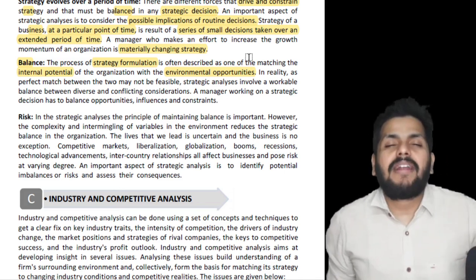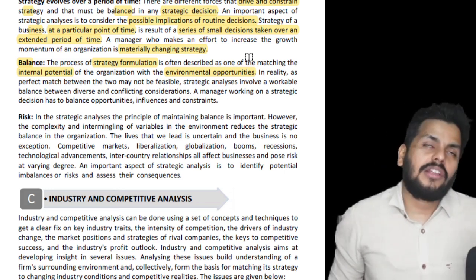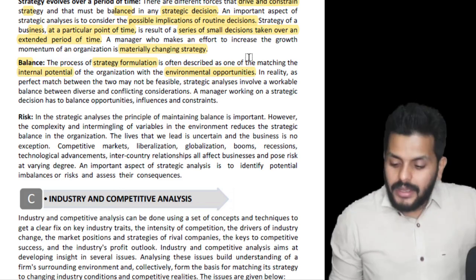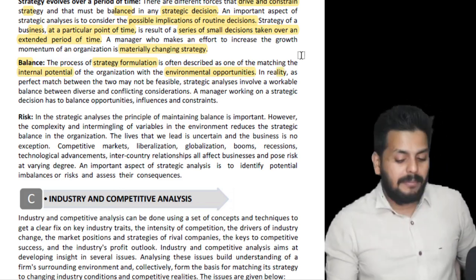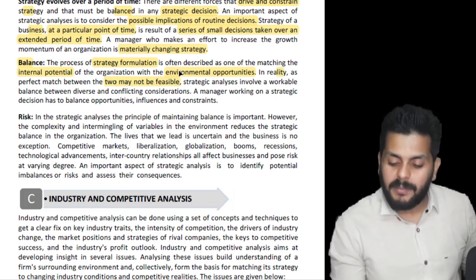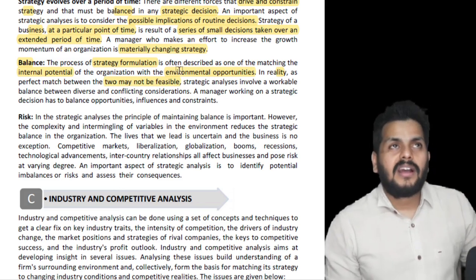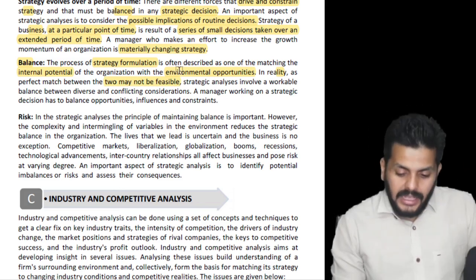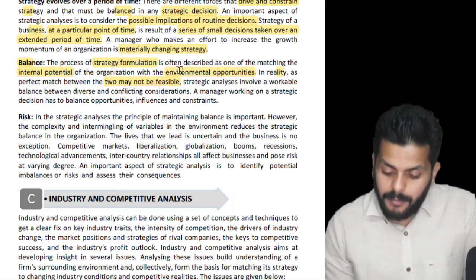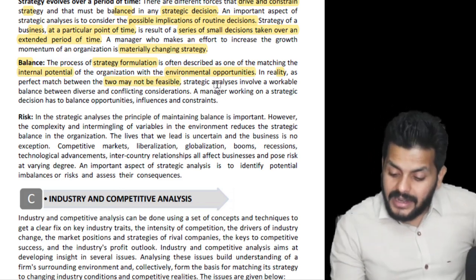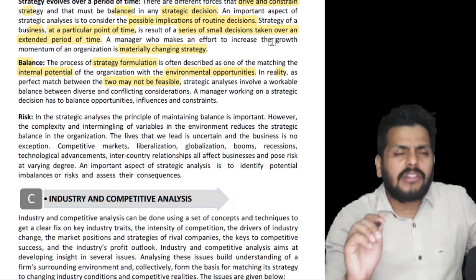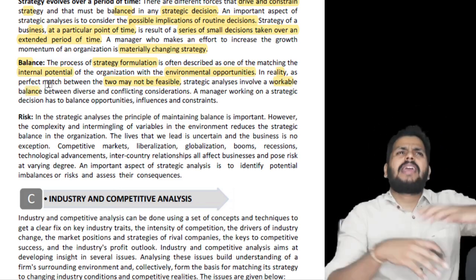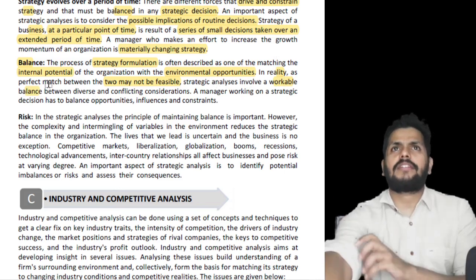Sir, can we perfectly match? You are not an astrologer or God to do that exactly. So, in reality, a perfect match between the two may not be feasible. Anyway, not feasible, no sir, leave it? No. Try to do it. In reality, a perfect match between the two may not be feasible. Strategic analysis involves just striking a workable balance between diverse and conflicting considerations.